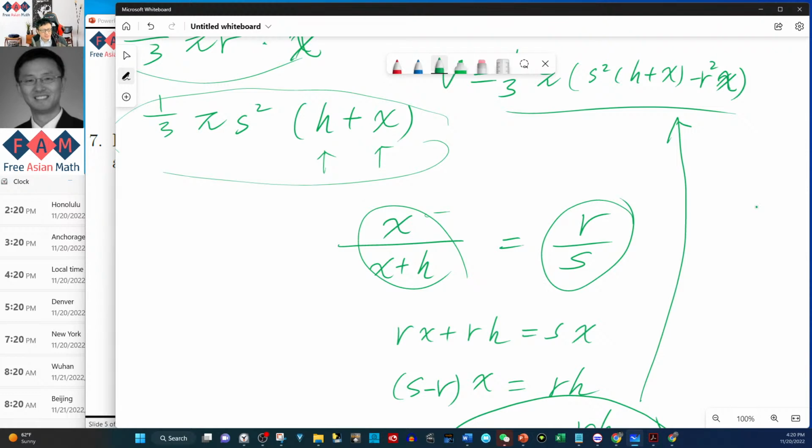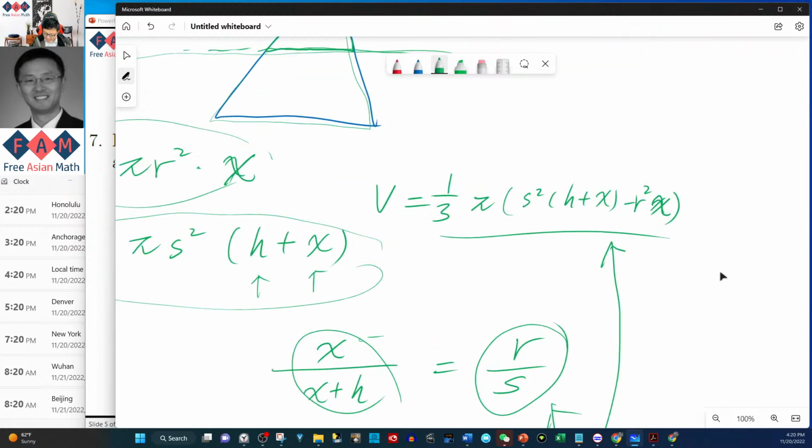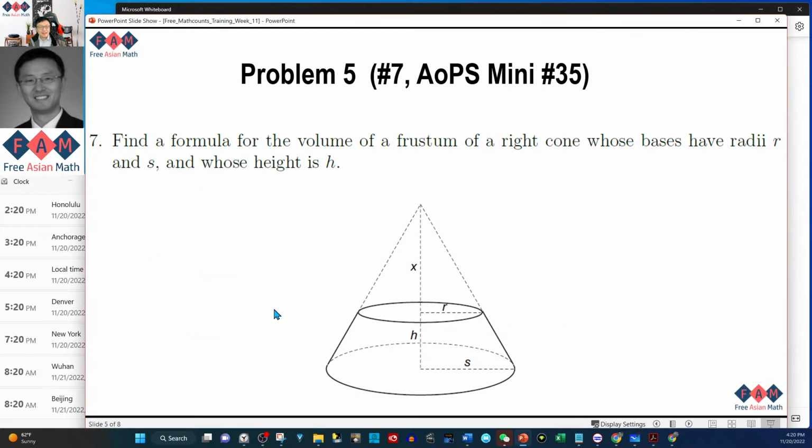Of course, there will be some simplification there. We won't do it; we don't have time. But essentially, this is how you solve a problem. Based on similarity, you solve this equation right here and get x. Now you get x, you can plug it into the volume formula. Okay. So once again, similarity, proportional reasoning, all that is very important.